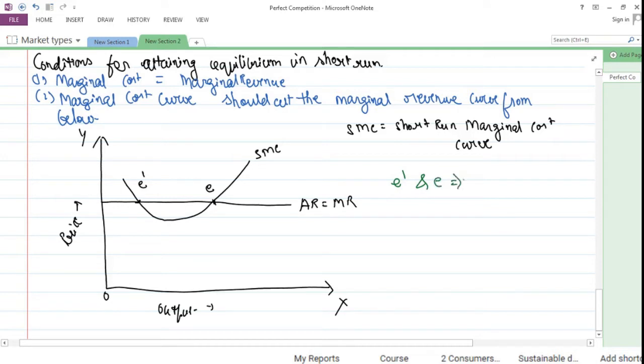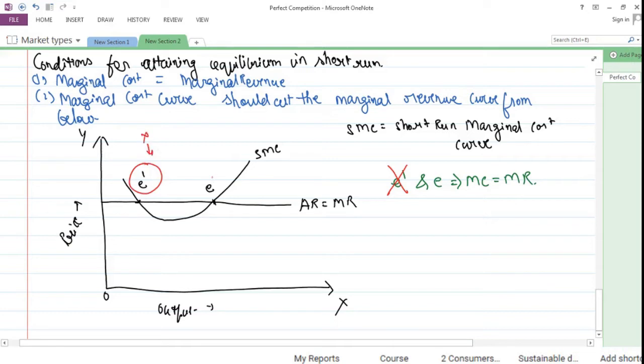The condition gets satisfied that marginal cost is equal to marginal revenue, but E dash जहाँ पे है वहाँ पे the second condition is not getting satisfied. It states that the marginal cost curve should cut the marginal revenue curve from below. Now what we see is that at E dash point, the marginal cost curve cuts the marginal revenue from above. So the second condition does not get satisfied, and so we can say that the firm is not in equilibrium at E dash point. ये वाले पॉइंट पे फर्म इक्विलिब्रियम में नहीं है.